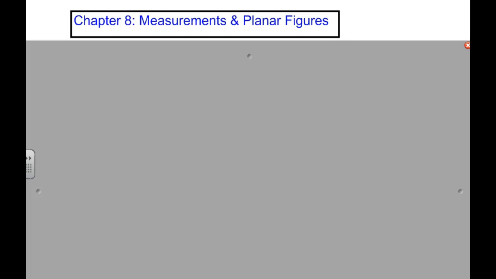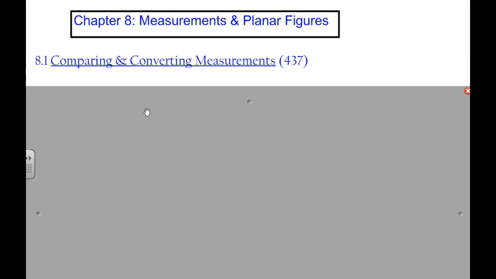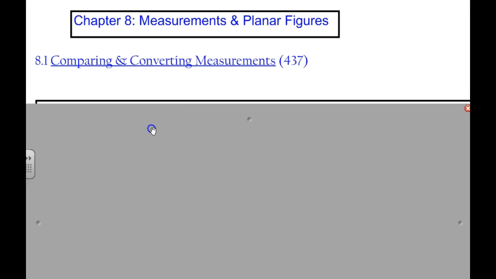And we are ready for chapter 8. So up high in your concept book, in a box, chapter 8, measurements and planar figures. Today's first day for chapter 8, so this section is comparing and converting measurements. It begins on page 437. So we can compare and convert measurements.